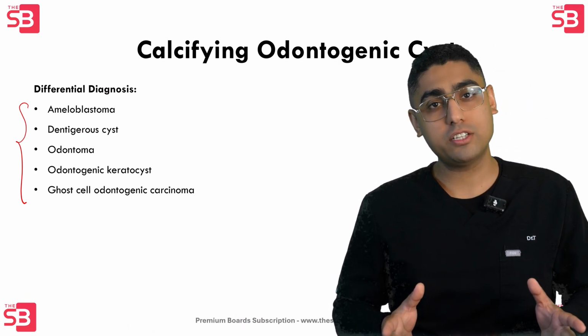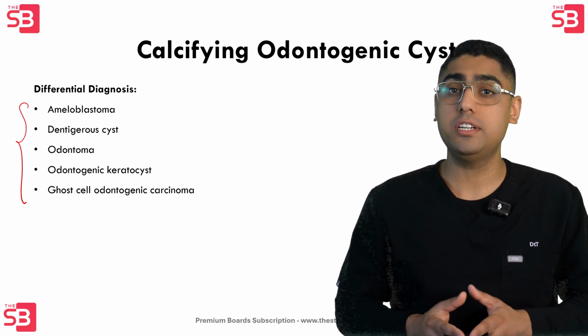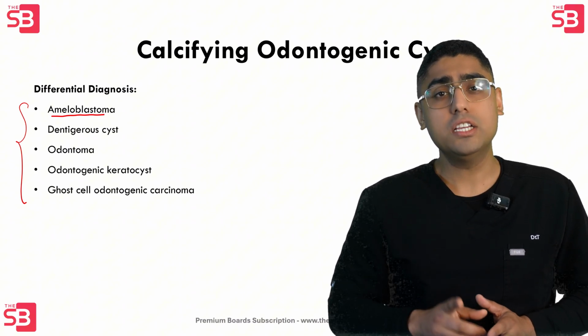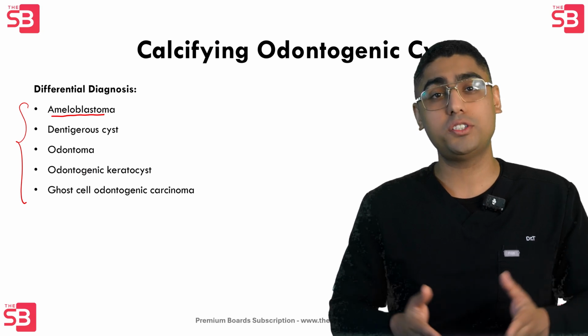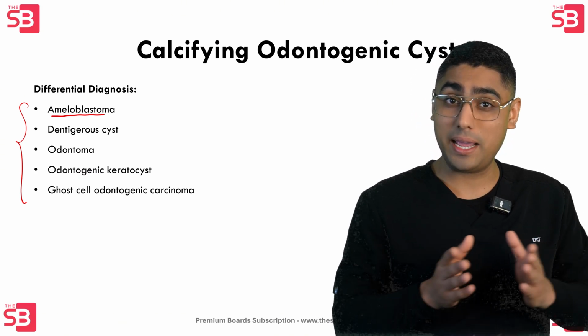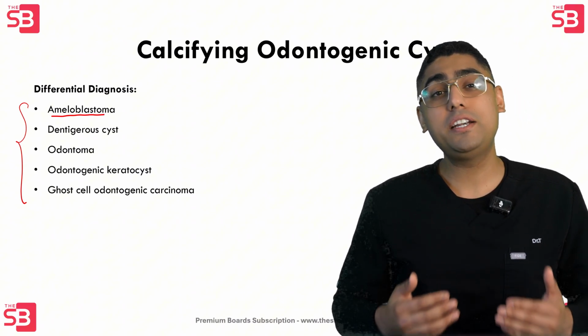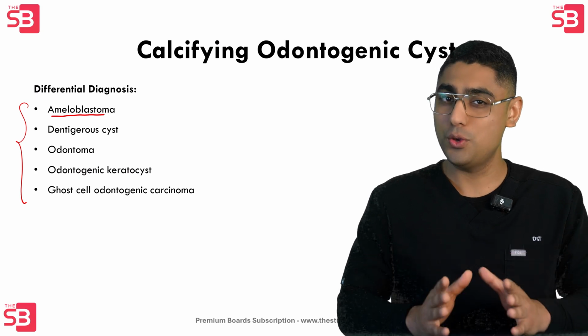Now both ameloblastomas and COCs present as a radiolucent lesion with occasional radiopaque features. However, if you notice clearly, COCs are less aggressive and they tend to show ghost cells histologically, as we have talked about, and these are absent in ameloblastomas. Also, ameloblastomas have a multilocular radiolucency, whereas COCs are most commonly unilocular.